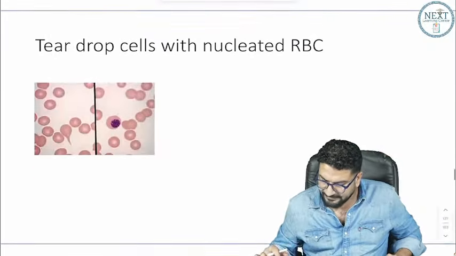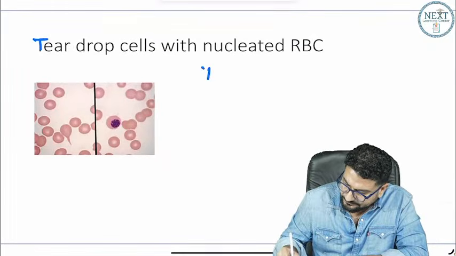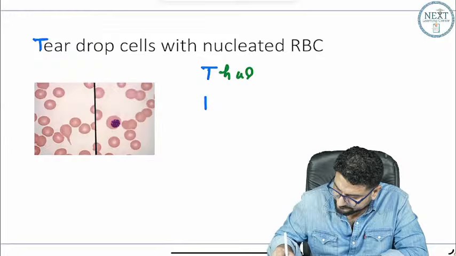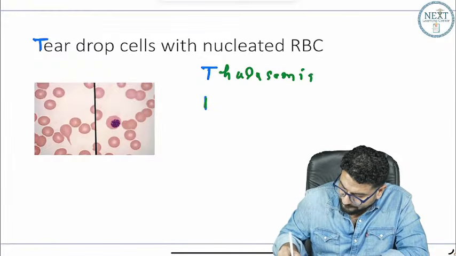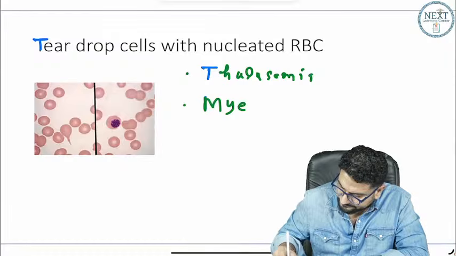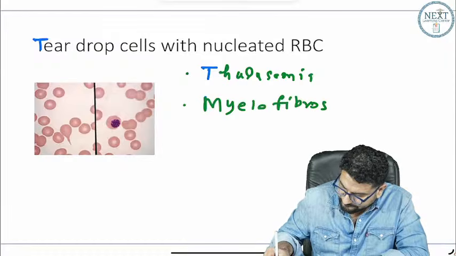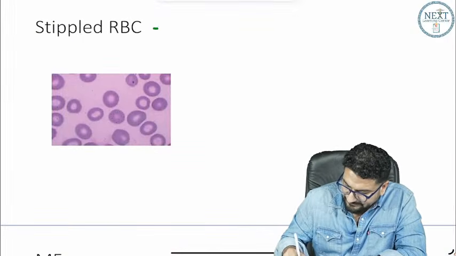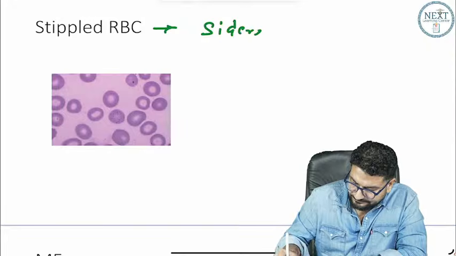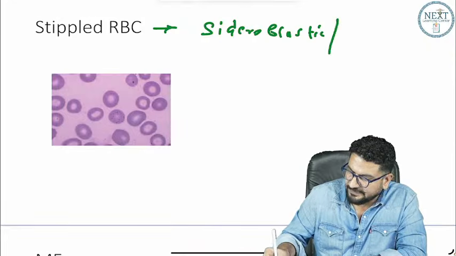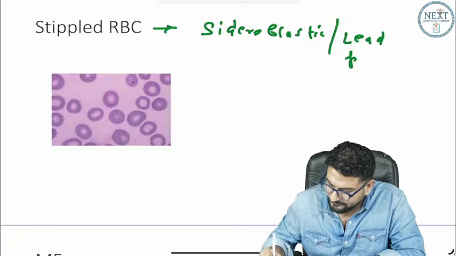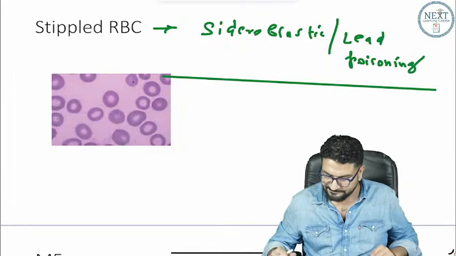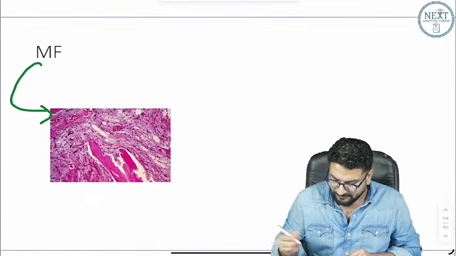Then teardrop cells, you can see. T for teardrop, T for target, T for thalassemia. So it can be seen in thalassemia patients. And you can also see this in myelofibrosis. Okay, then stippled RBCs, you can see stippling. It is seen in sideroblastic anemia. Sometimes they will not give the word sideroblastic, they will use the term lead poisoning. Lead poisoning is actually a type of sideroblastic anemia. Stippled RBCs. Right?